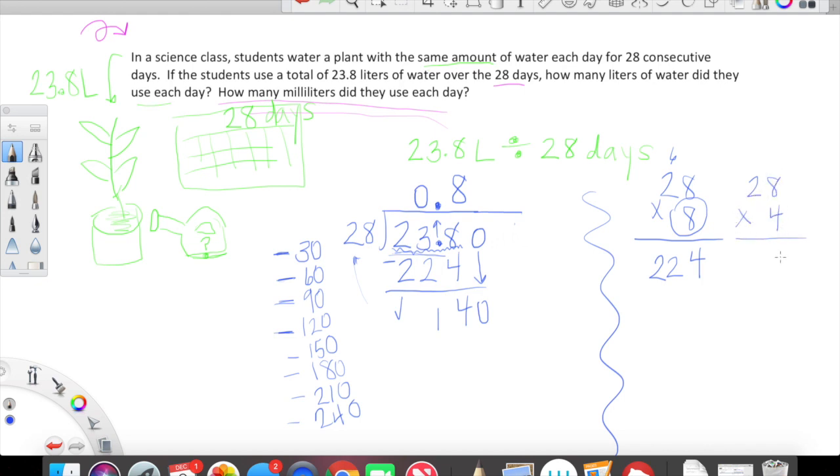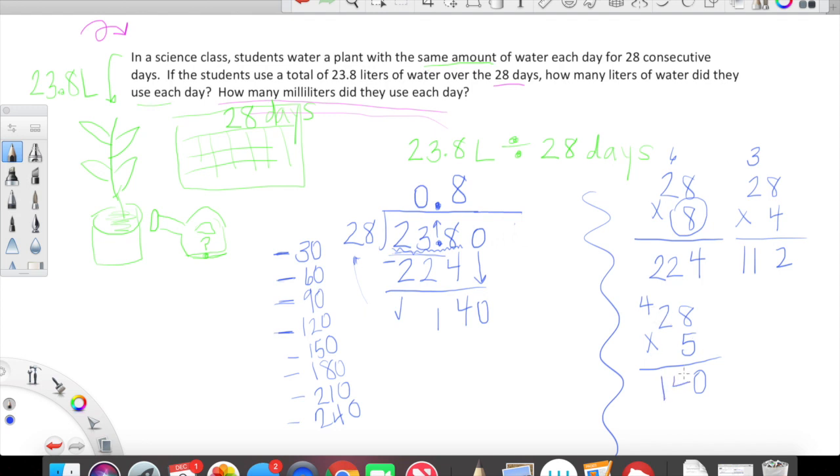28 times 4. 4 times 8 is 32. And then 4 times 2 is 8 plus 3 is 11. I feel like we can get closer. Let's try 28 times 5. Notice I'm not erasing that because I actually might need it. 5 times 8 is 40. And then we have 5 times 2 is 10 plus 4.